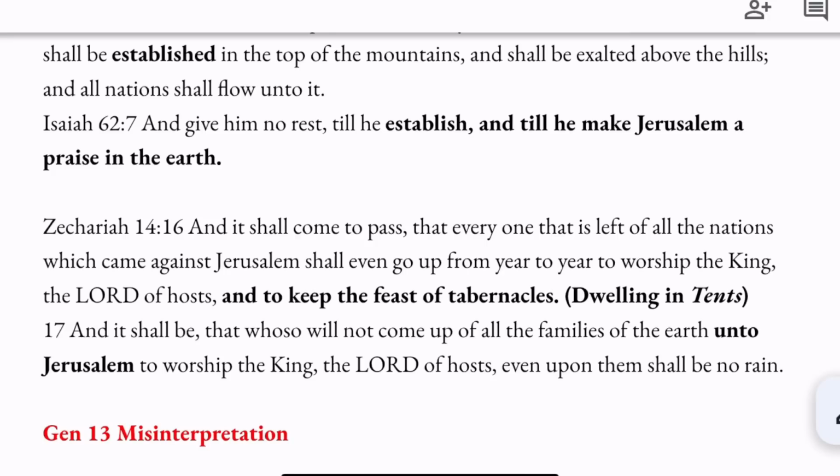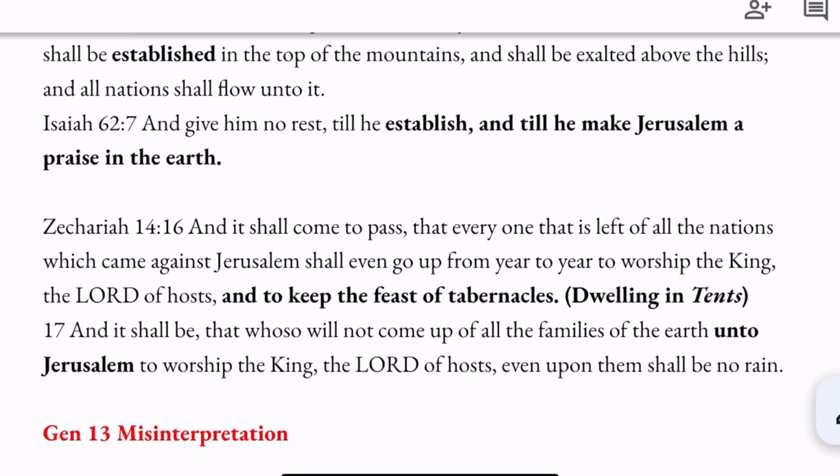Zechariah 14:16. And it shall come to pass that everyone that is left of all the nations which came against Jerusalem shall even go up from year to year to worship the King, Yahuwah of hosts, and to keep the Feast of Tabernacles. What does that mean? They shall be dwelling in tents, and it shall be that whosoever will not come up of all the families on the earth unto Jerusalem to worship the King, Yahuwah of hosts, even upon them shall be no rain.